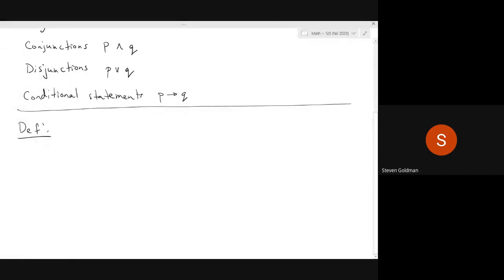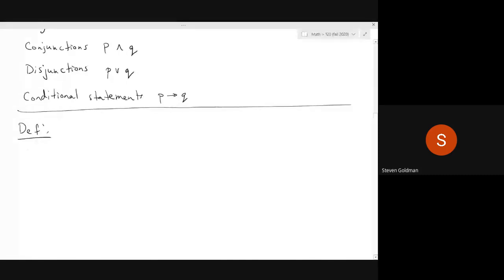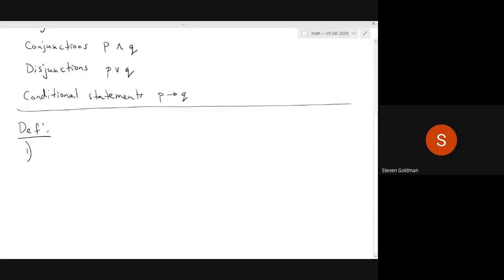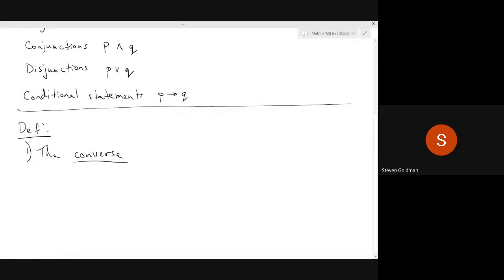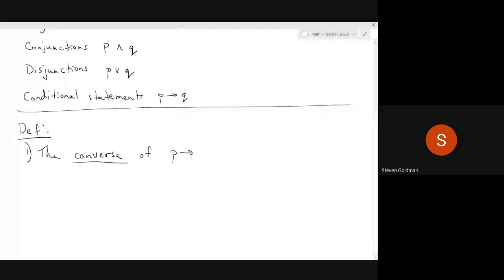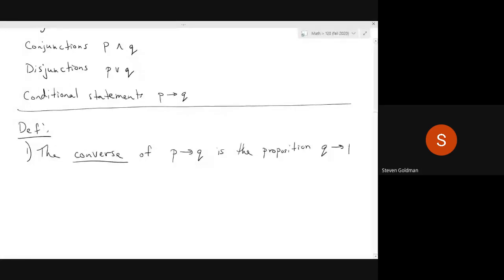So, definition. First of all, we're going to define what the converse of a conditional statement is. The converse of the conditional statement if P then Q is the proposition if Q then P. So the converse of a conditional statement is where we basically switch the hypothesis and the conclusion.